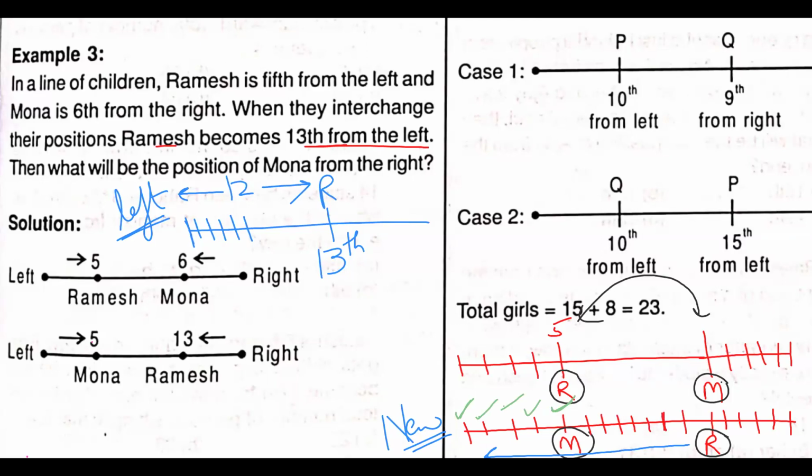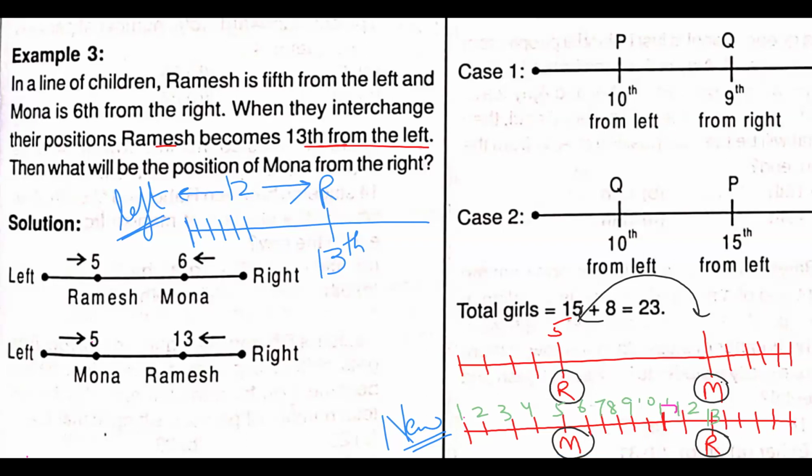And now when we'll start counting from the left, we'll see that Ramesh will come 13th from the left. Let us count it again. So this is 1, 2, 3, 4, 5, 6, 7, 8, 9, 10, 11, 12, and 13. See, Ramesh is coming 13th, right? That means we have now drawn the full arrangement. This is the full arrangement.